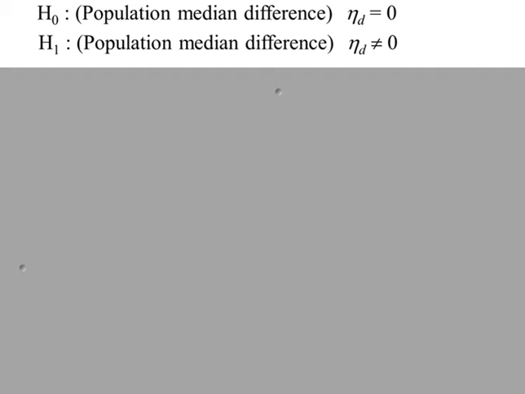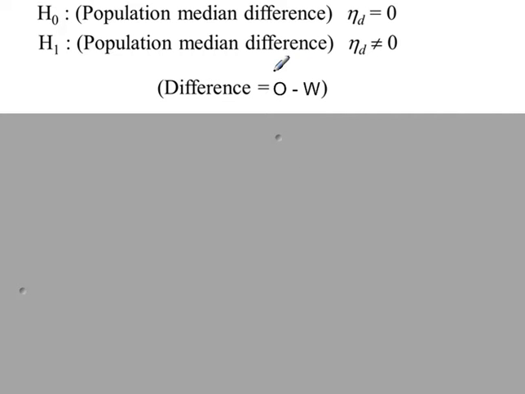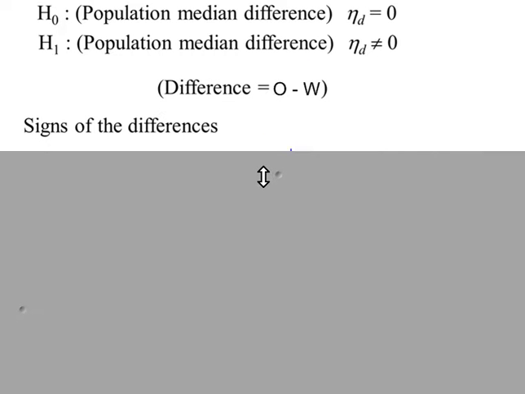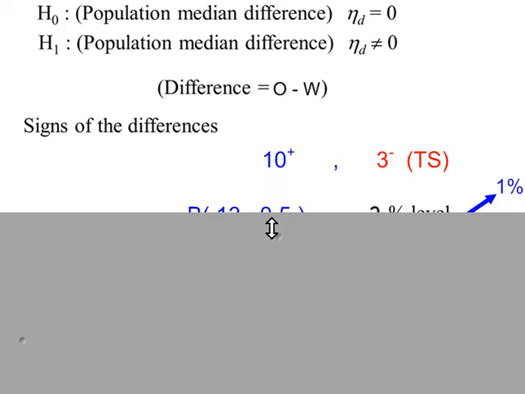Our H0 and H1 in terms of the population median difference. So this was the order that I've used. There were 10 plus signs and 3 minuses. 2 were crossed out, we're not going to include those.